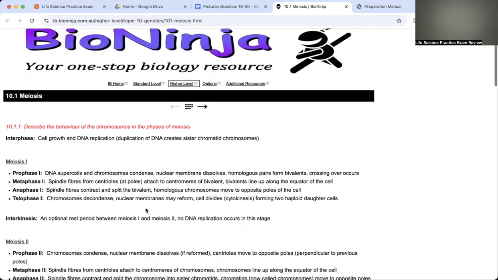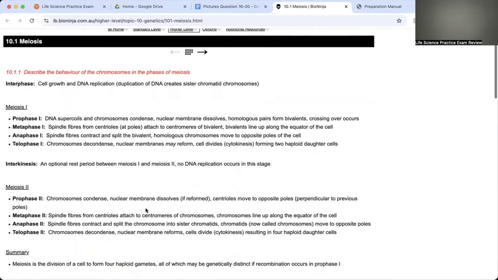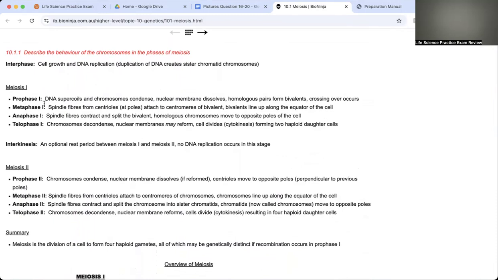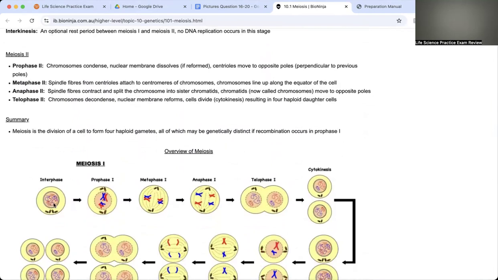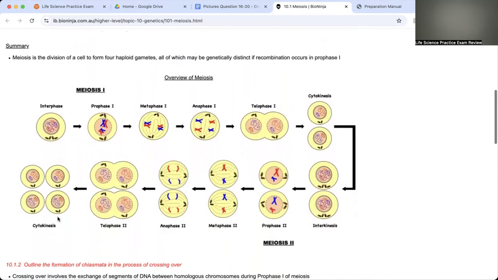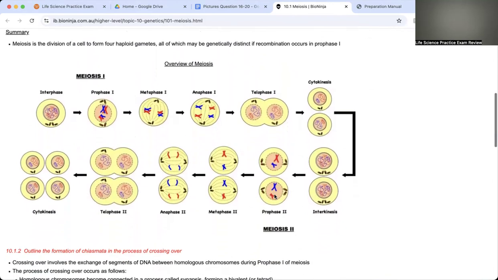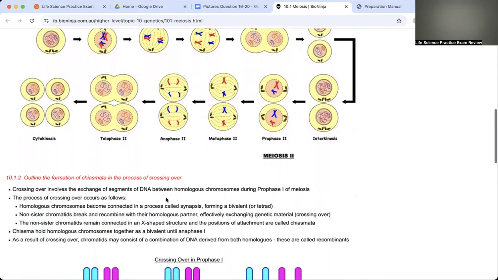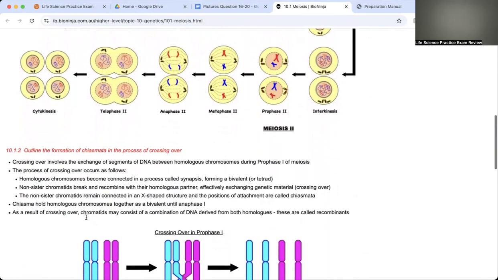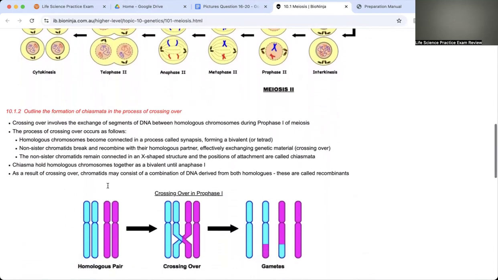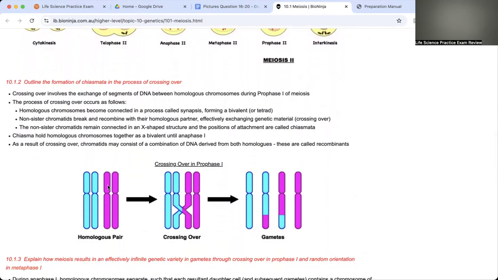This link is also a really good resource. It goes through what happens in each of the steps of meiosis 1 and meiosis 2. You can see the descriptions it has, and it's got a really good diagram so you can see what's going on in each phase. It talks about crossing over, homologous chromosomes, a bunch of vocabulary. And homologous chromosomes is going to be really important here.